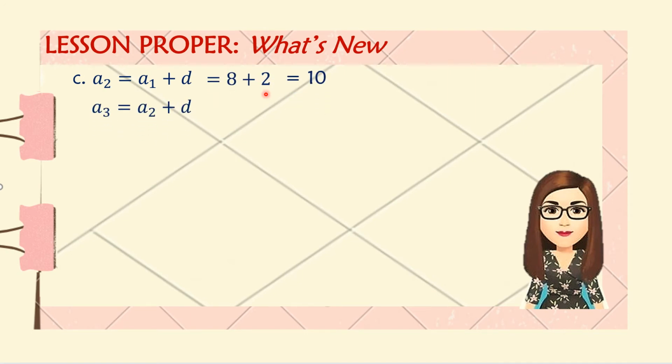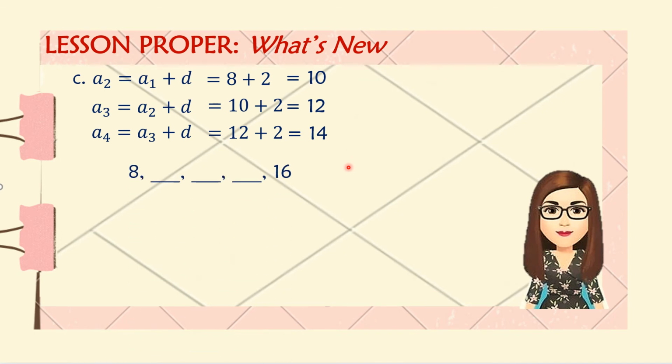Then, third term, hanapin natin si third term. So, we have a sub 2, kasi alam na natin yung a sub 2 yung second term. I-add natin yung common difference. So, we have 10 plus 2, so that is 12. Okay? Next, hanapin natin yung pang fourth term, a sub 3 plus d. So, yun yung formula. Yung preceding term, i-add natin. So, 12 plus 2. So, that is 14.